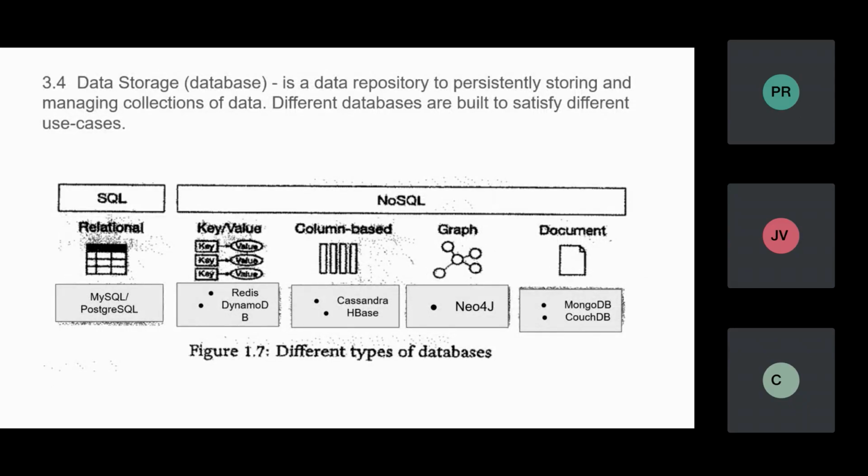Data storage or database is a data repository for persistently storing and managing collections of data. Different databases are built to satisfy different use cases. Below in the figure, you can see SQL and NoSQL databases and their relative management softwares or useful softwares. Going on to the next one.